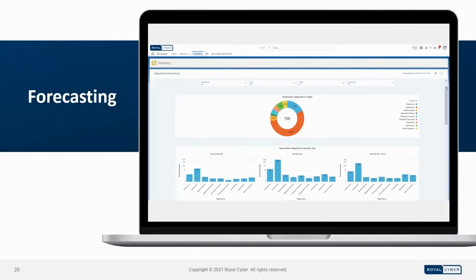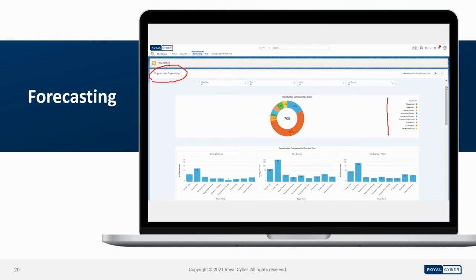Now this is our forecasting. Right now we are on opportunity forecasting. So basically what we're trying to say over here is, based on the stages available in the opportunity, we are saying what is there.